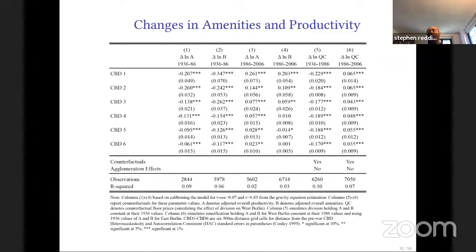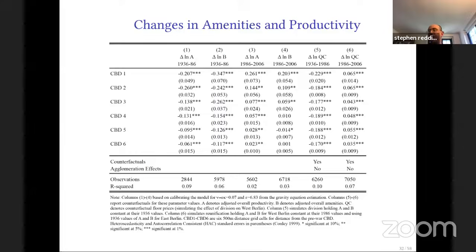Second piece of evidence: once we've recovered our productivities and amenities before and after division inside of the model, we can use the model to do a counterfactual, assuming that productivity and amenities are exogenous. And obviously, as we discussed earlier, the model implies there are agglomeration forces, so in general, productivity and amenities won't be exogenous. But let's begin by assuming away those agglomeration forces, setting the agglomeration parameters to 0, and assuming that productivity and amenities are exogenous.